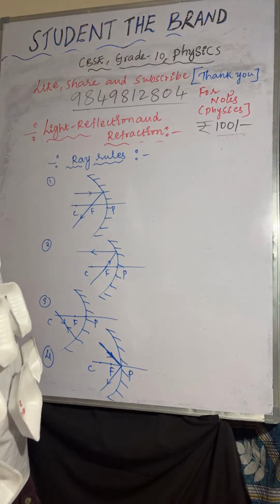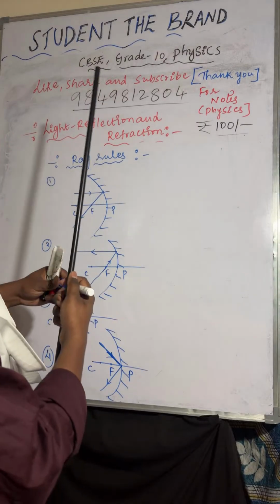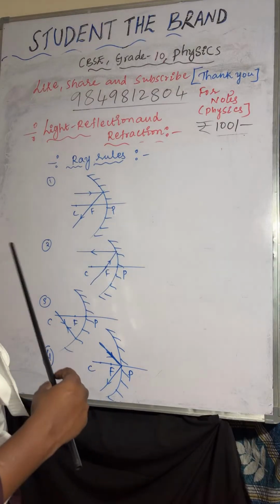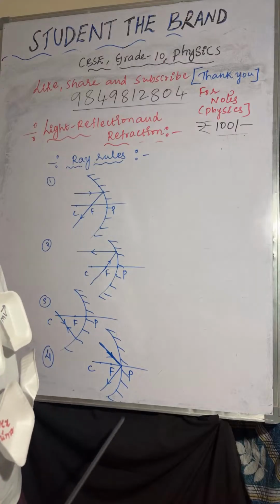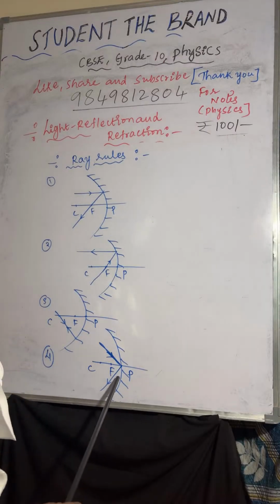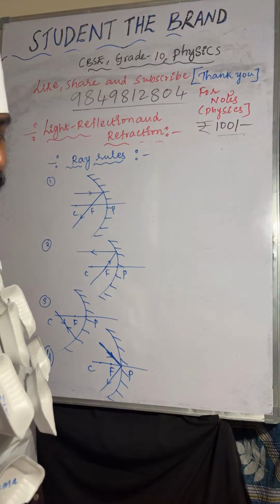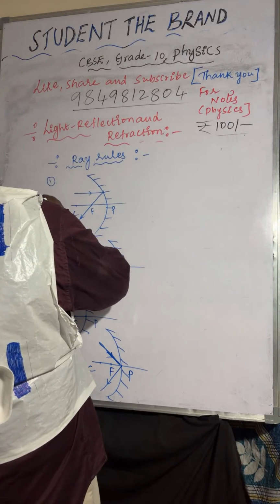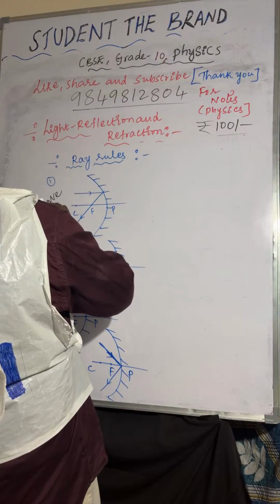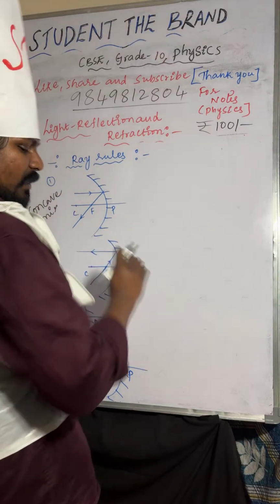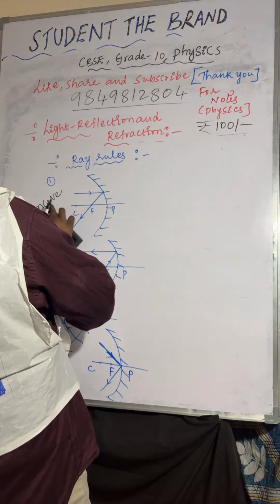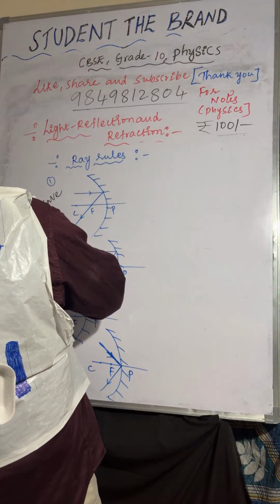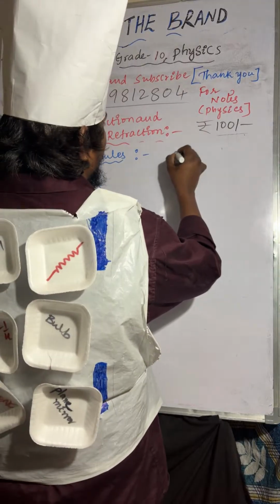For the concave mirror, the light ray coming from infinity passes through the focus after reflection. A ray passing through the focus moves towards infinity. A ray passing through the center of curvature retraces its original path. A ray incident at the pole reflects back. This is the concave mirror. Next we will discuss the convex mirror.